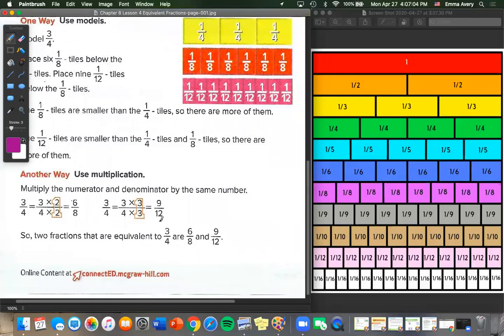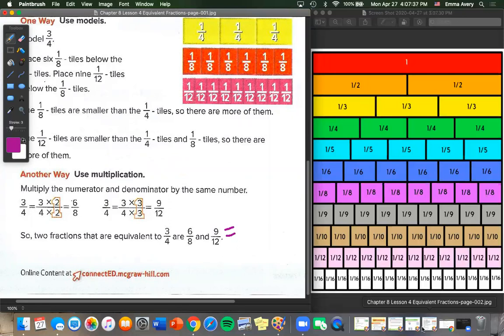Another way is we can multiply the numerator and denominator by the same number, and we were already doing this in the last lesson, so this should be easy. So 3/4 times 2 over 2, so 3 times 2 is 6, and 4 times 2 is 8. And we can do the same thing over here for 12. 3 times 3 is 9, and 4 times 3 is 12. So two fractions that are equivalent to 3/4 are 6/8 and 9/12. So these all are equal.